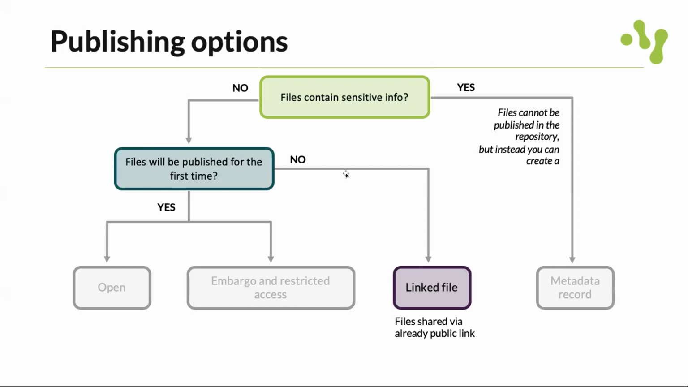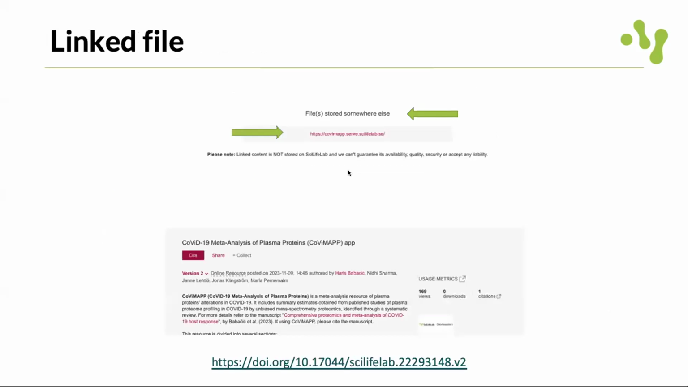The third publishing option is to publish metadata about files that are already published elsewhere. And for that item, you can see that it's clearly stated here that the files are stored elsewhere, and you also get the link to where the files have been published.